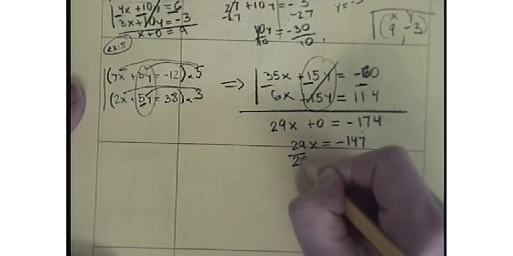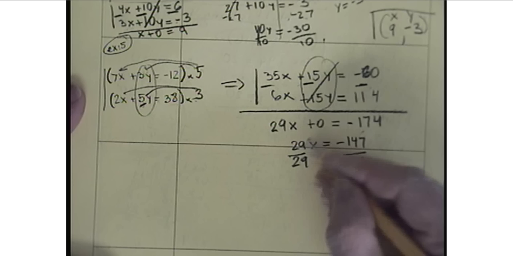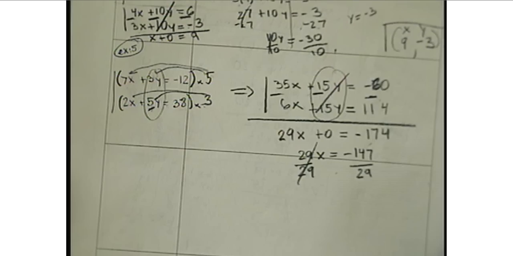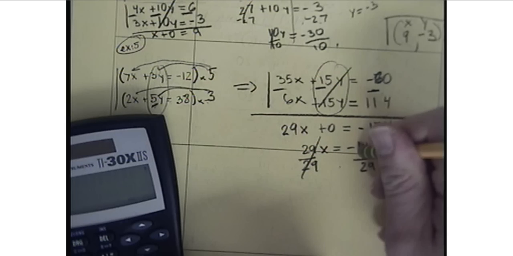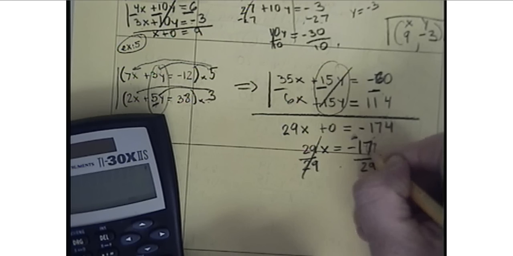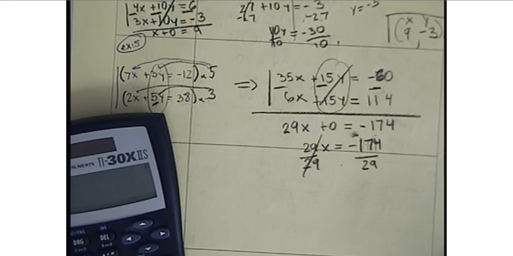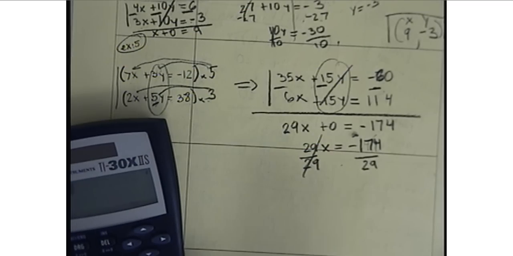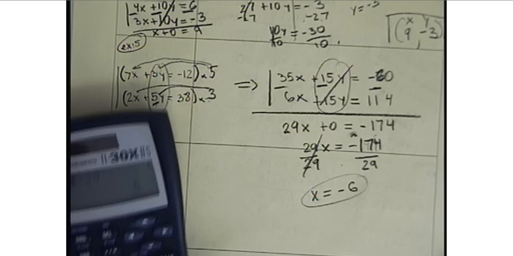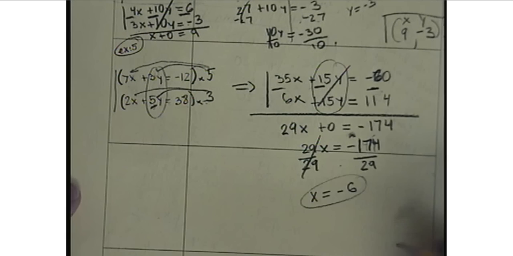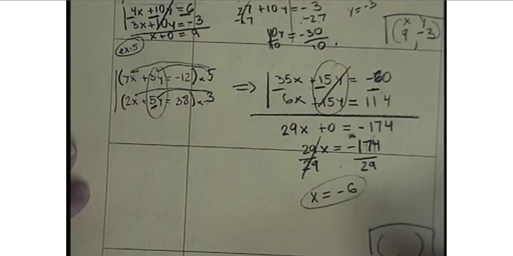We'll divide by 29, and let's see what the calculator will say here. I'm going to use it quickly to calculate those. So we have not 47, this should be 74. 174, sorry, I copied wrong from here. Okay, so 174 divided by 29, x will be equal to negative 6. So the solution for x is negative 6.